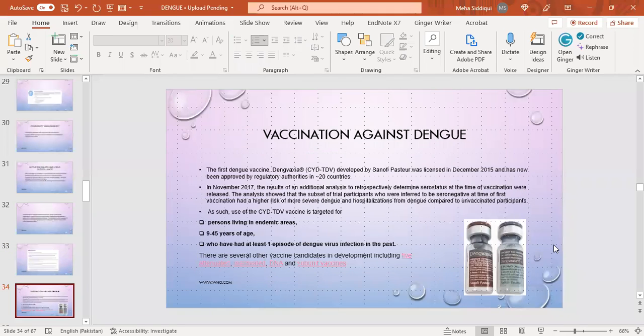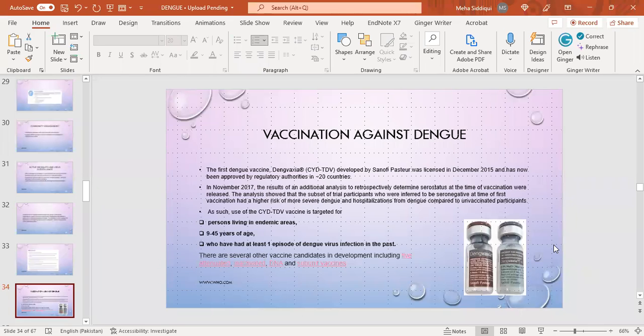Now, coming towards vaccination against dengue, the first dengue vaccine, Dengvaxia. This was developed by Sanofi Pasteur, was licensed in December 2015 and has now been approved by regulatory authorities in almost 20 countries. In November 2017, the results of additional analysis to retrospectively determine serostatus at the time of vaccination were released. The analysis showed that the subset of trial participants who were inferred to be seronegative at time of first vaccination had a higher risk of more severe dengue and hospitalizations from dengue compared to unvaccinated participants.